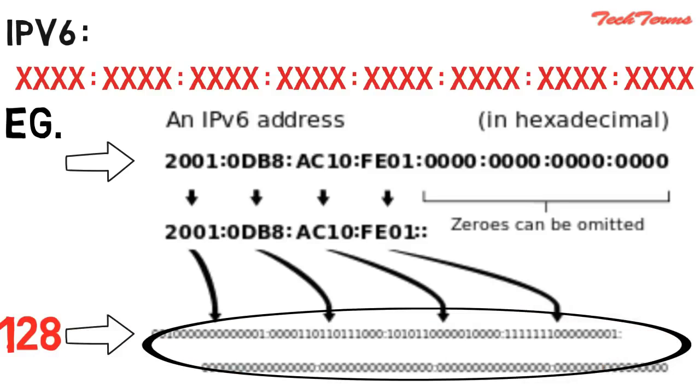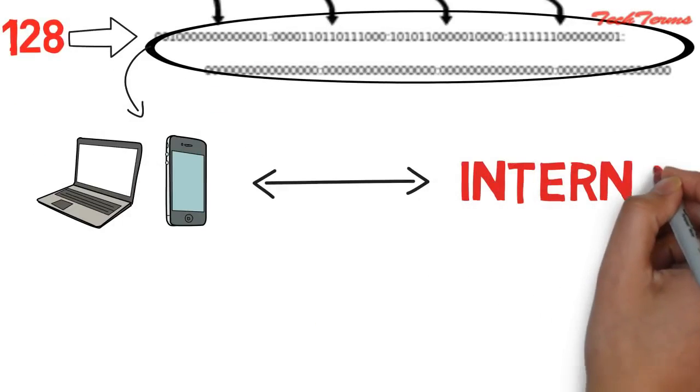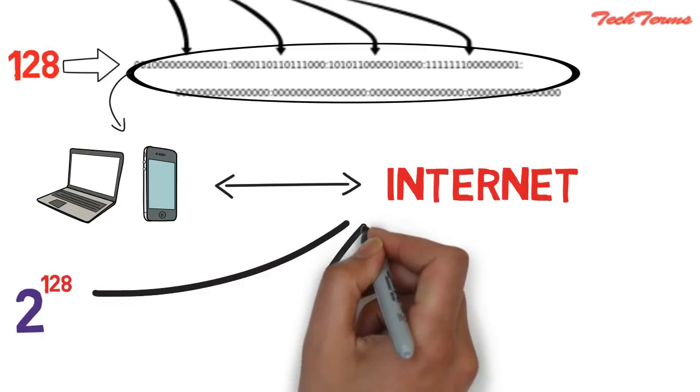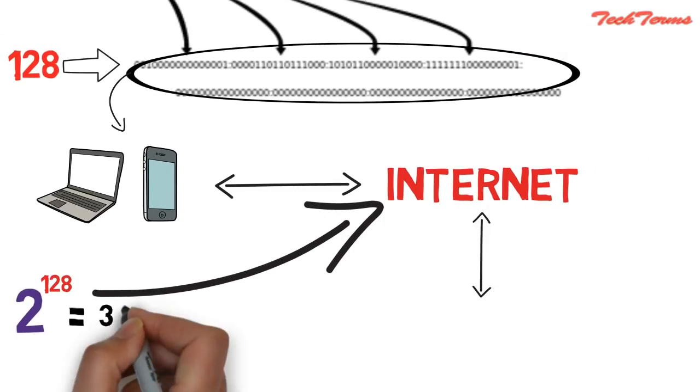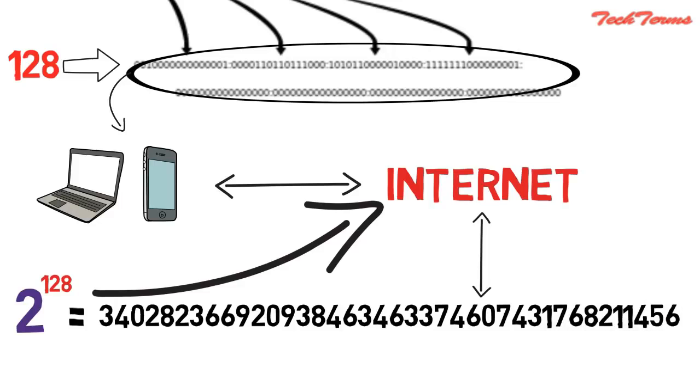Since a unique sequence of ones and zeros is given to each computer connected to internet, with IPv6 a total of 2 raised to power 128 devices can be connected to internet. That is, IPv6 can address this amount of devices, which is actually far more than enough for many future generations.